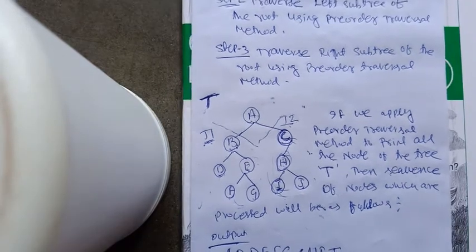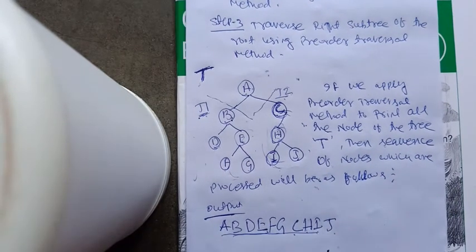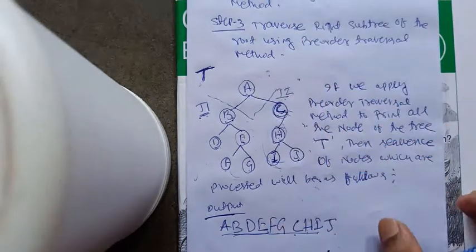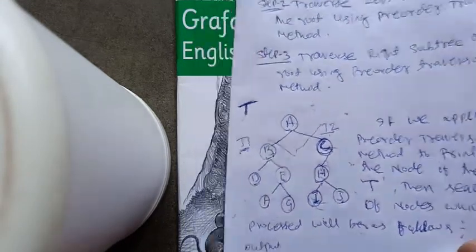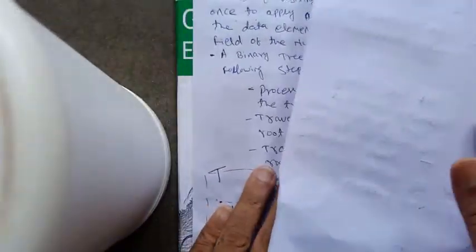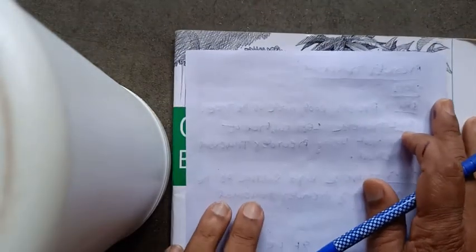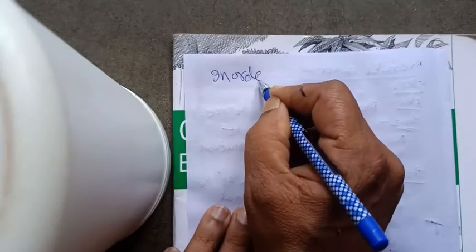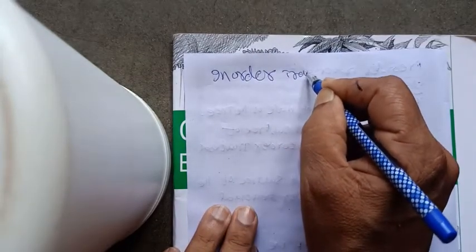Okay, so now I hope you understood what is pre-order traversal method. What are the steps? Now let us discuss about the steps of in-order traversal. Okay, first I will discuss all the steps of all these three methods and then we will go for algorithm. Okay, so now in-order traversal.